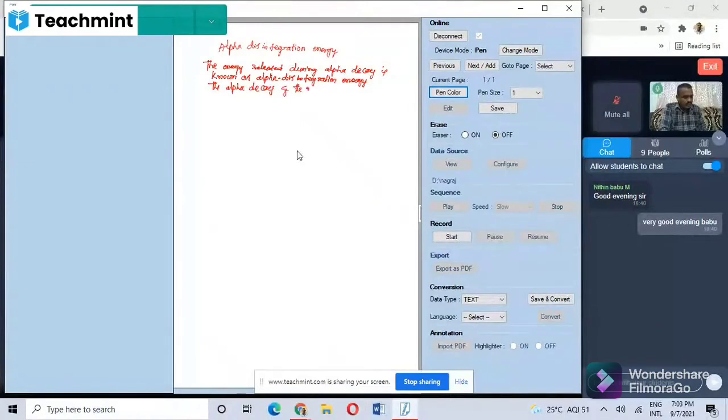So the alpha decay of a nucleus X, where X is the nucleus of mass number A and atomic number Z, can be written as: X of Z to A gives rise to Y of Z minus 2 to A minus 4, plus helium 2 to 4, and helium 2 to 4 is called an alpha particle.